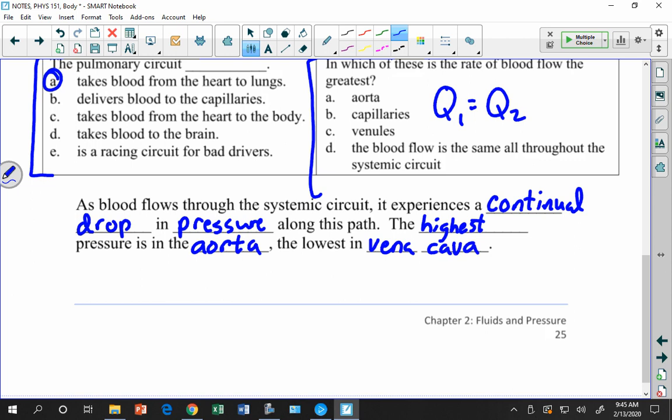Is it really "cava"? Or did you just make that up? Anybody else know the correct pronunciation? Cava? You feel schooled? Okay, good. All right.